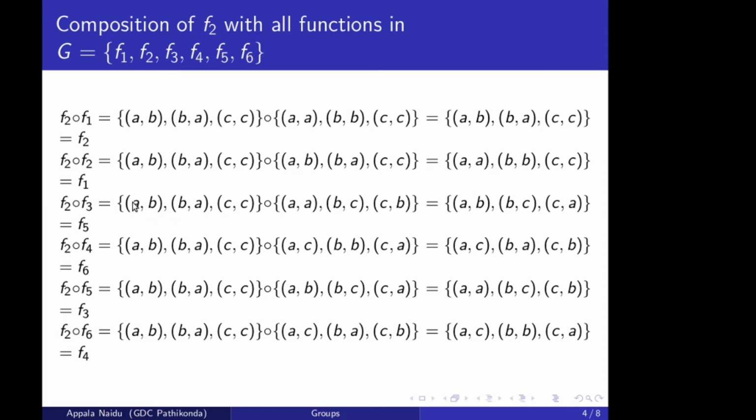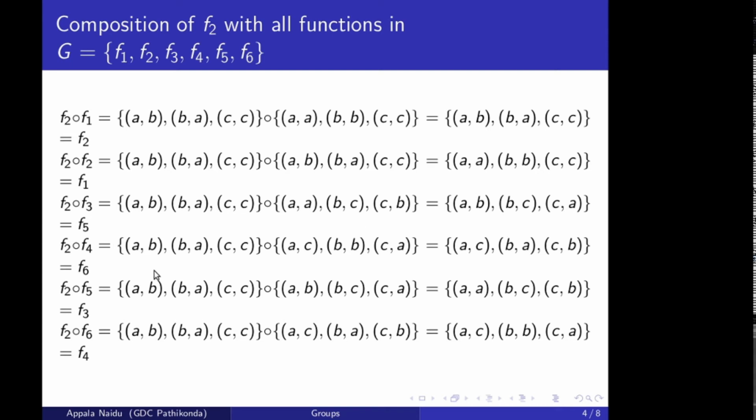Likewise in F2 circle F3, here we start with A, image of A is A, here image of A is B, so A goes to B. Here image of B is C, so image of C is C, so B goes to C in composition. C goes to B goes to A, so C goes to A in composition.